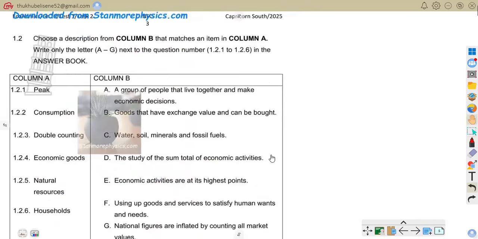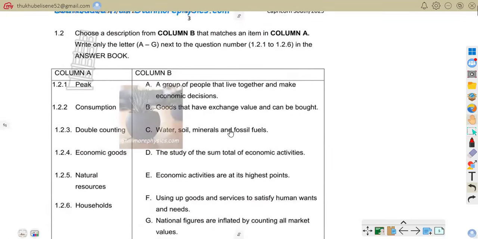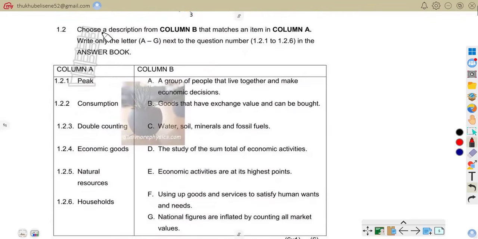to another question. Now we are on 1.2, matching question. Choose a description from column B that matches an item in column A. Write only A to G next to the question number 1.21 to 1.26 in the answer book. So we have column A as well as column B. Column A is the items, while column B is the descriptions. So hope you're together on that. Now let us attend to it.